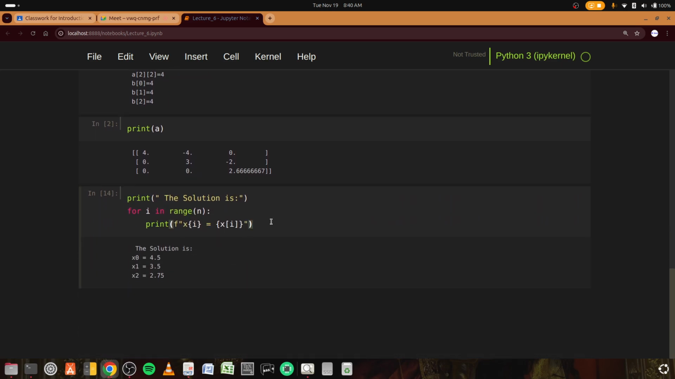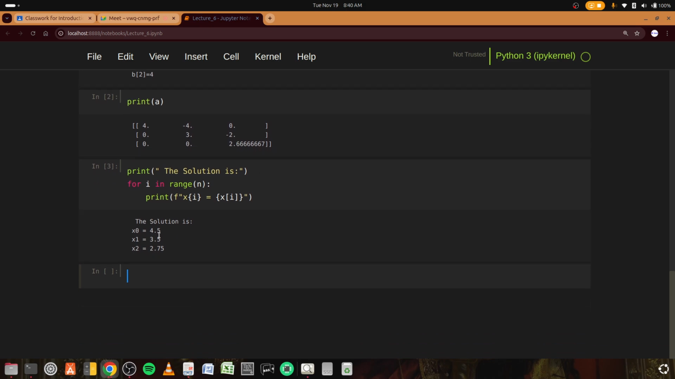Now if I run it, the solution is x0, that means x1 in your note, is 4.5, x1, that means x2 in your note, is 3.5, and x2, that is x3 in your note, is 2.75. Is it okay? So that is how you carry out the Gauss elimination method.